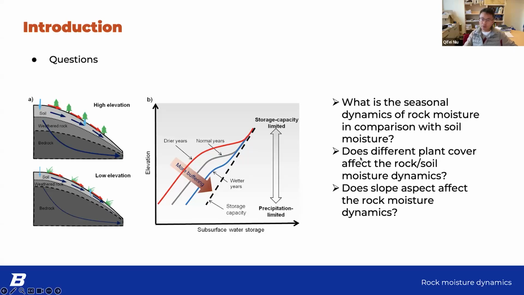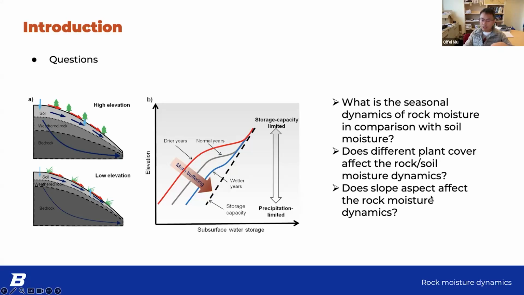The second question is, does the plant cover affect the rock or soil moisture dynamics or not? For example, at a higher elevation you usually have conifer trees, and at a lower elevation you have shrubs. Does this plant cover affect the soil moisture and rock moisture or not?